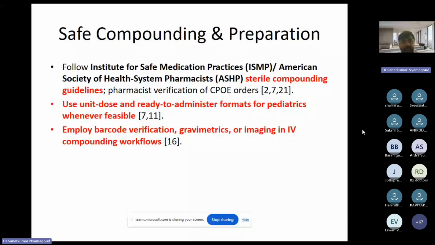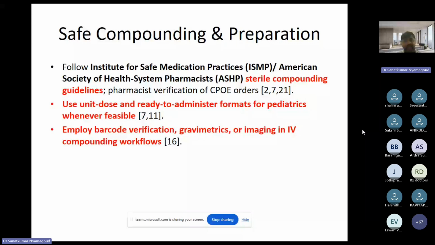You should follow the ISMP guidelines. ISMP is the Institute for Safe Medication Practices. And you can also follow ASHP, the American Society of Health-System Pharmacists. They know how to do sterile compounding well, so they have their own guidelines called sterile compounding guidelines that we have to follow.